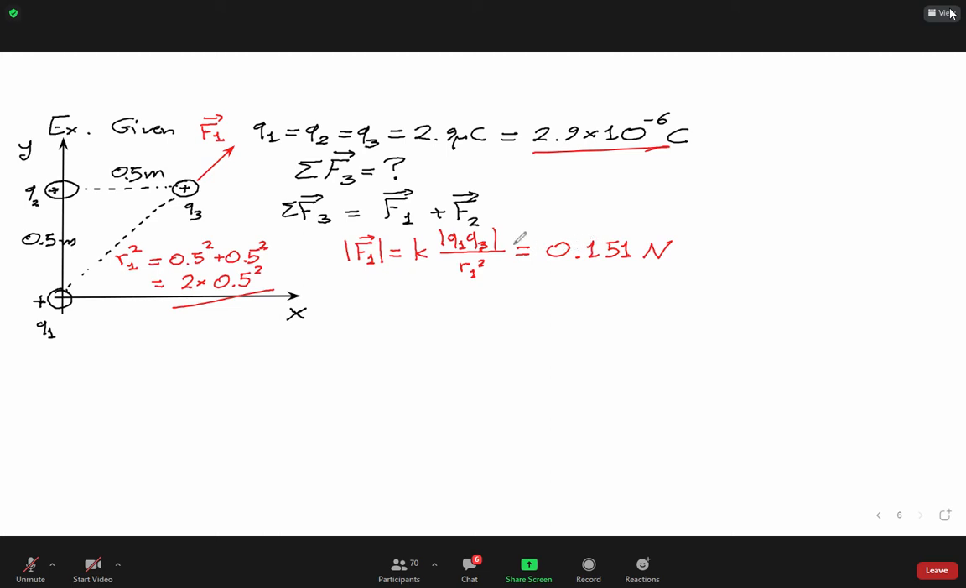All right. Well, now what about the interaction between Q2 and Q3? Well, they're still both positive. So there's going to be a vector force acting on Q3 that is going to be repulsive, and it has to be along this line. So the only option is this vector. There's no ambiguity, right? That's my only option, which I'm going to call force F2.